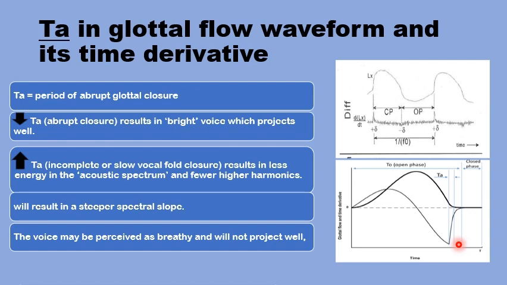On the other hand, if there is incomplete closure of the glottis or slow vocal fold closure resulting from, say, a pathology or paralysis, this would result in less energy in the acoustic spectrum and fewer higher harmonics. This will result in a breathy voice that is not going to project well.